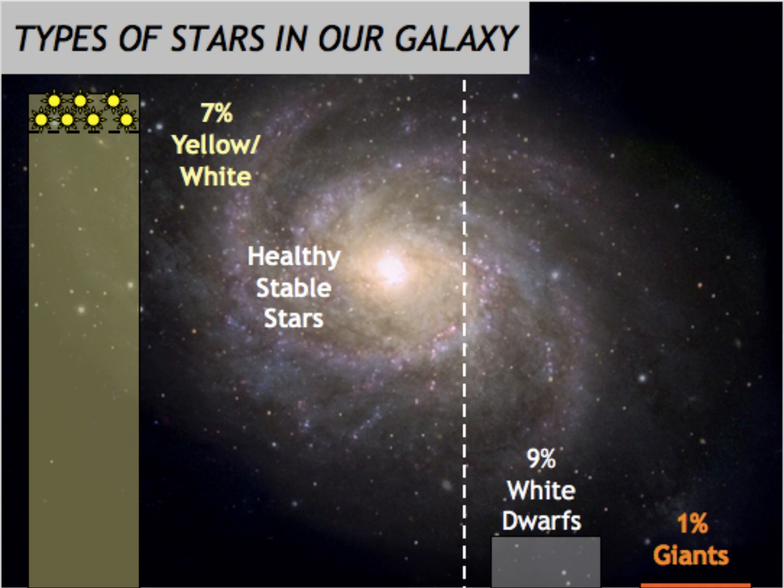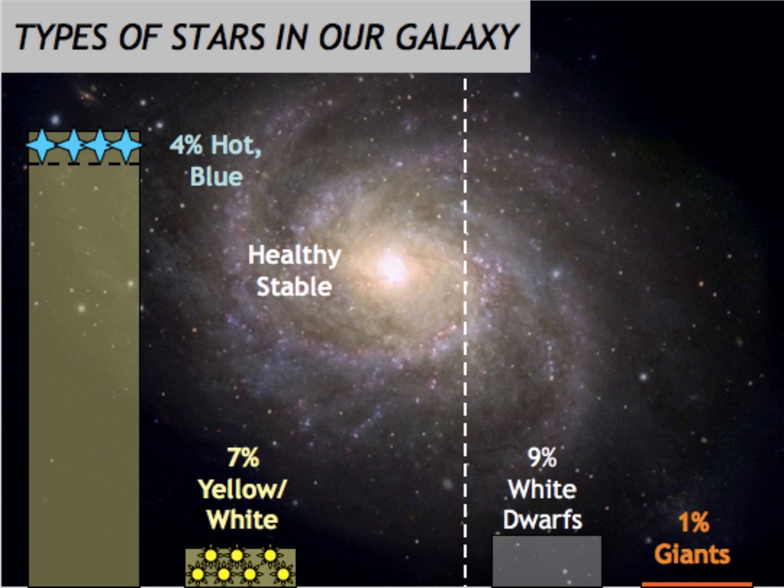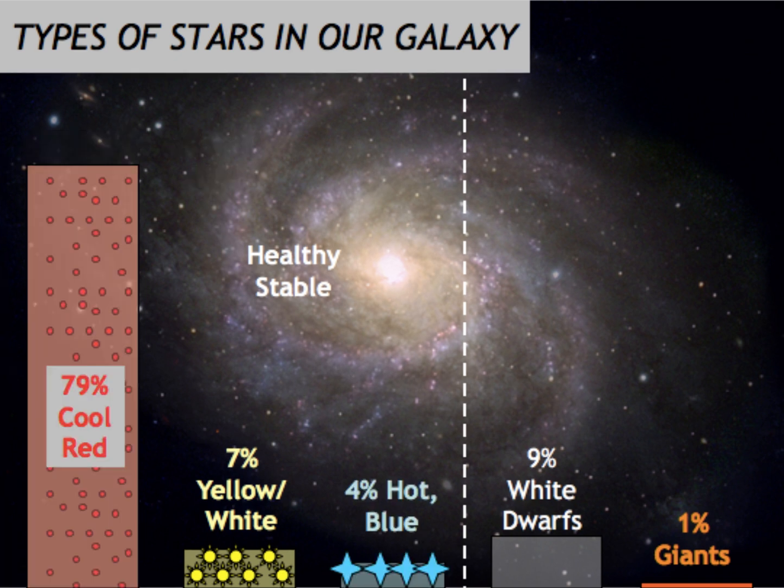Only about 7% of them are yellow or white, similar to the Sun. Another 4% of them are incredibly hot blue stars. The vast majority of stars, 79%, are relatively cool red stars. So why, when we look at the sky, do we not see hundreds and hundreds of red stars shining back at us? Why do they mostly look white?